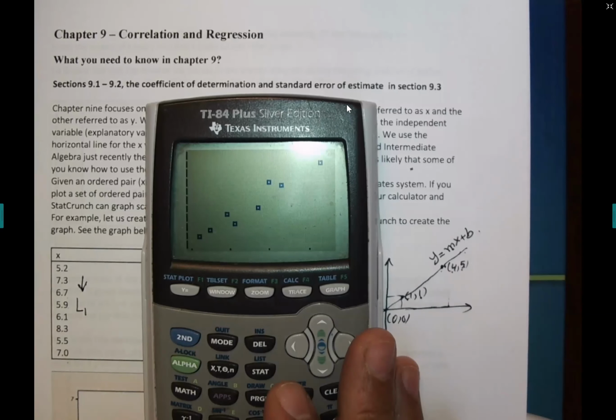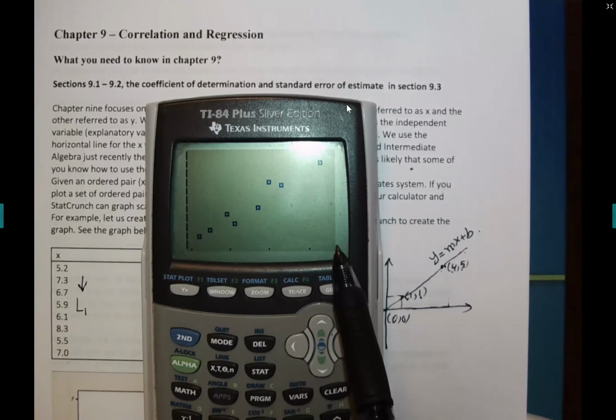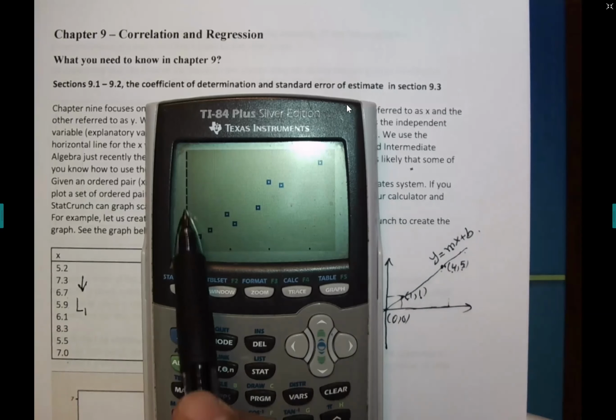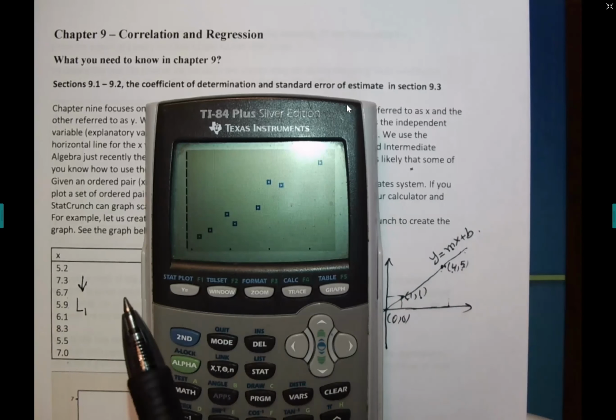Not similar numbers. What happens as we move this way? X increases. What happens to the Y? It does increase as well. So there is a relationship. Yes. The relationship, guys, is as X increases, Y increases. That means they are related. X is related to Y by a linear relationship.